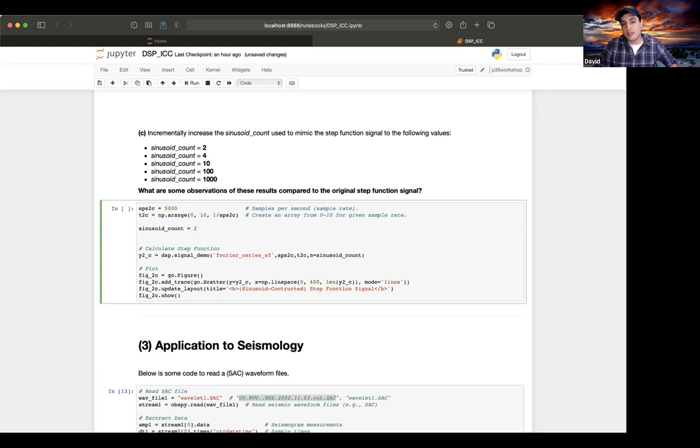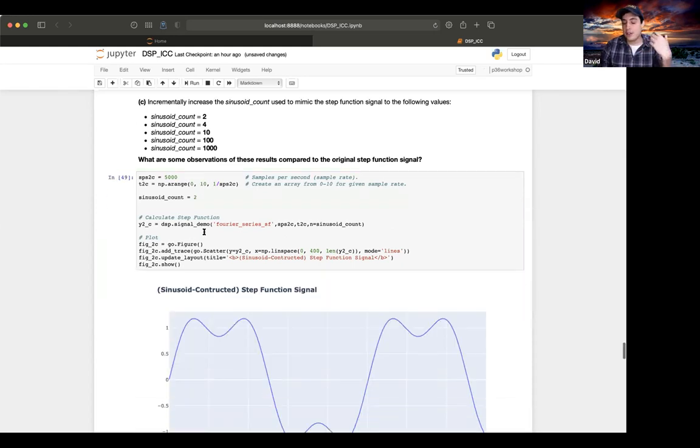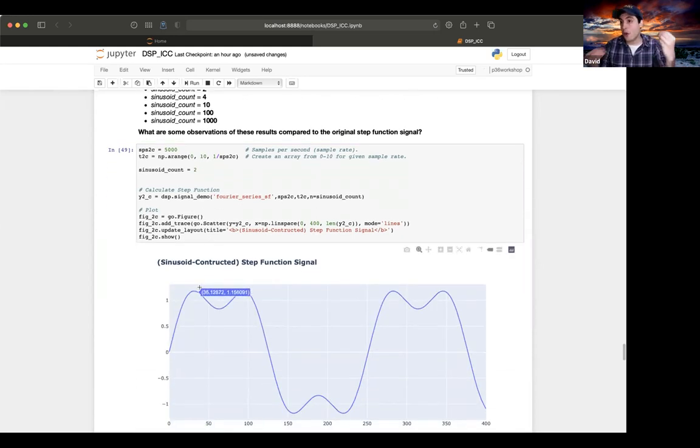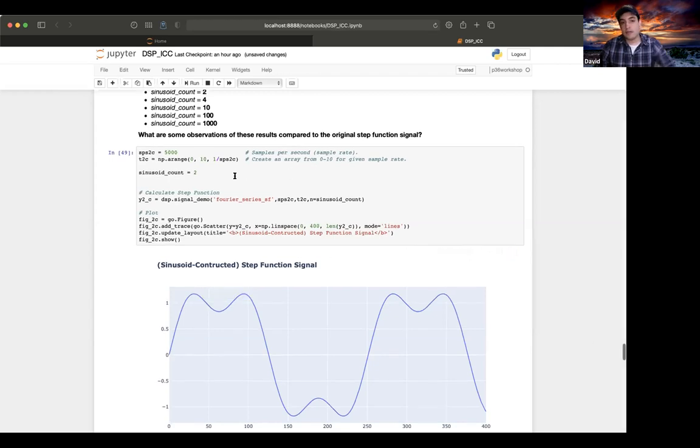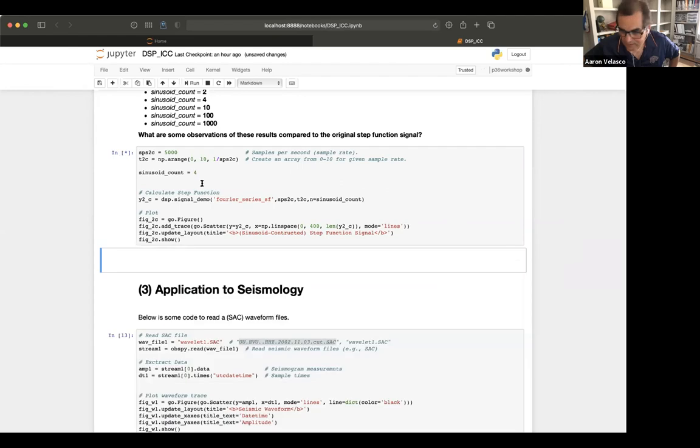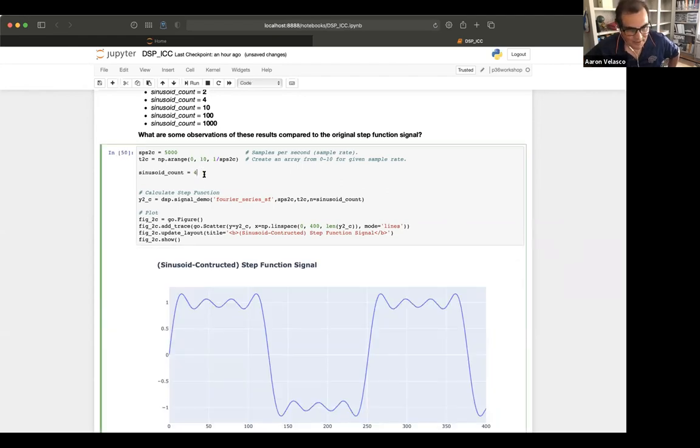So repeat your question. Is there any difference between the spikes at those corner edges? Does it look like it gets better as we increase the number of sinusoids that we're adding up, or does the amplitude stay kind of the same? I'll start plotting them out while you look at those and consider that. Why don't you put 1,000 in there, David, and see what happens.